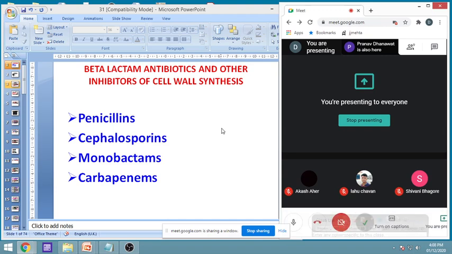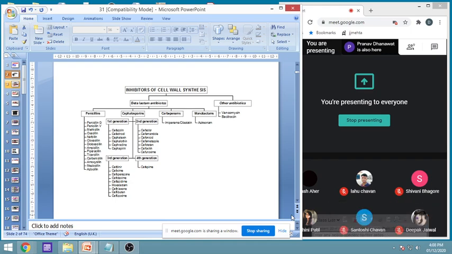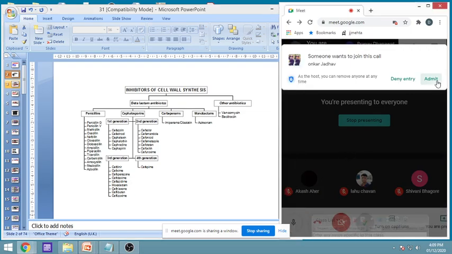Let us have a brief classification of this, which should help us understand it in a better way. So we are classifying them into one class, which we call inhibitors of cell wall synthesis. We have so many agents under this class. In that we have two subclasses. One we call beta-lactam antibiotics. Why do we call them beta-lactam? Because chemically they have a structure where one beta-lactam ring is present, and because of that beta-lactam ring we call them beta-lactam antibiotics.